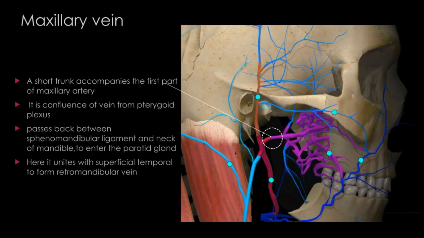Coming back to the veins. Now the maxillary vein. Maxillary vein is a short trunk which accompanies the maxillary artery. It is basically the confluence of the pterygoid plexus, forming a short stub of vein called the maxillary vein. It passes behind the sphenomandibular ligament and the neck of the mandible to enter the parotid gland. So behind the neck of the mandible, it enters the parotid gland and joins with the superficial temporal vein to form the retromandibular vein.